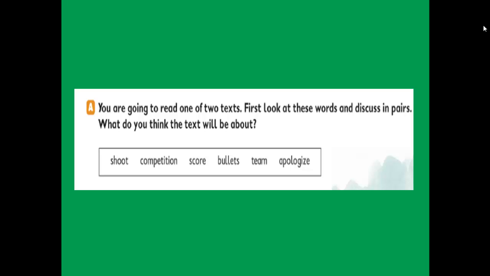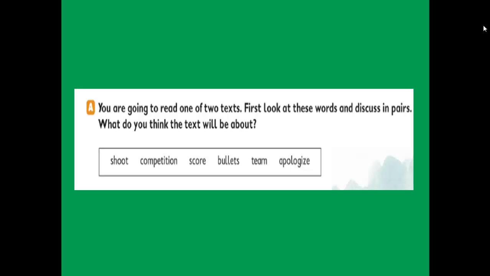Number 1, shoot. What is the meaning of shoot? Shoot means to point to something. Competition. What is a competition? Competition means a situation in which people or organizations compete with each other for something that not everyone can have. For example, there is now intense competition between schools to attract students.